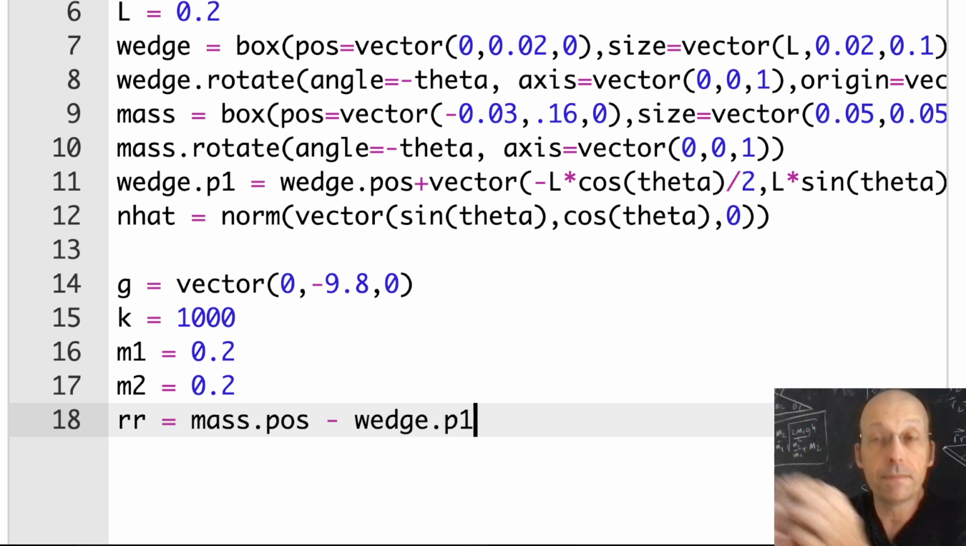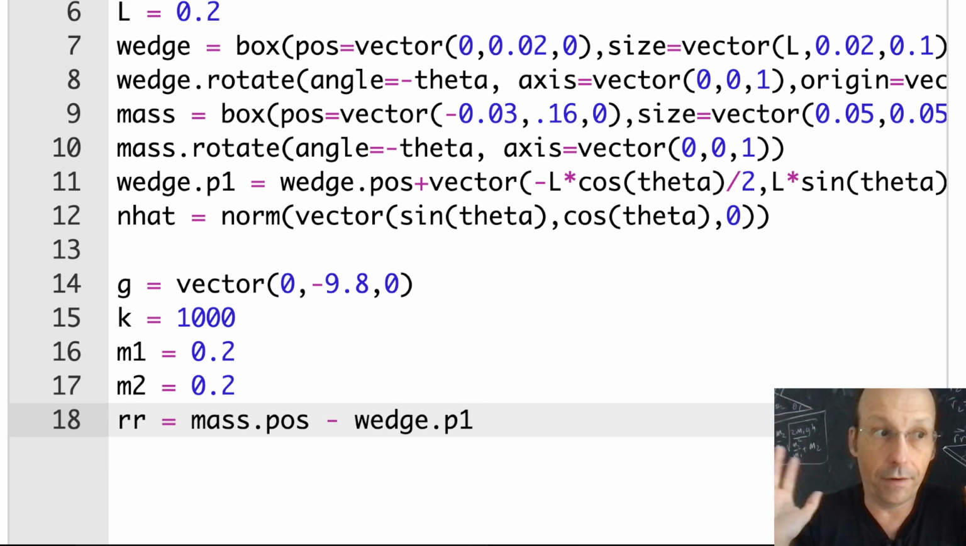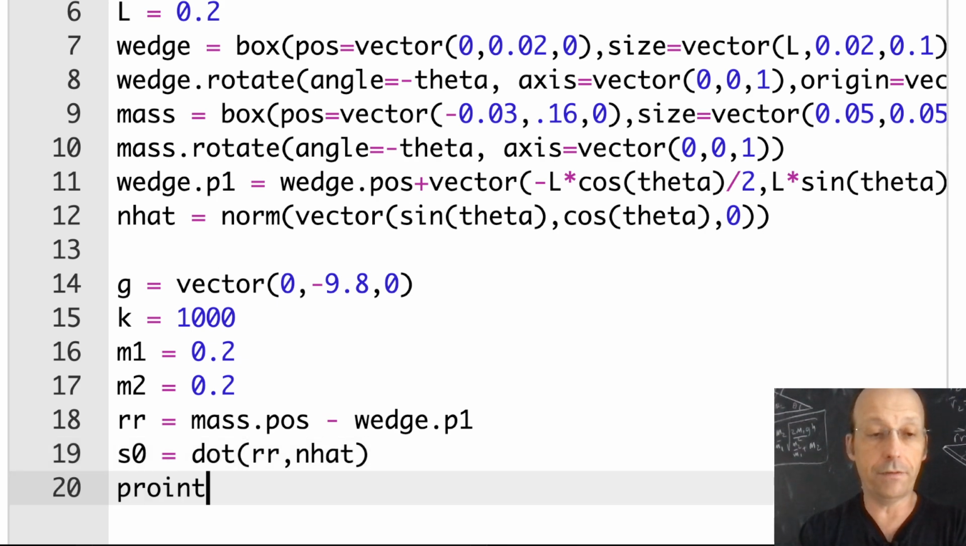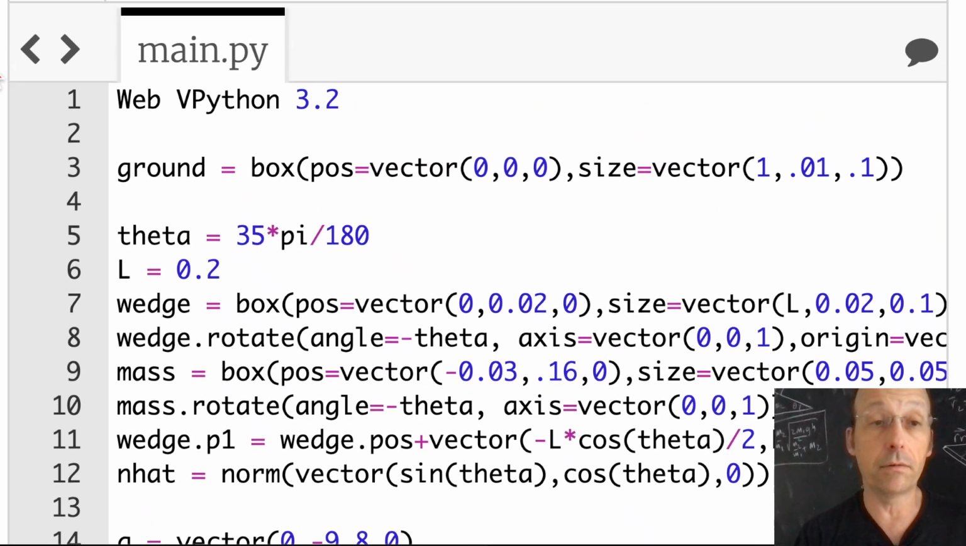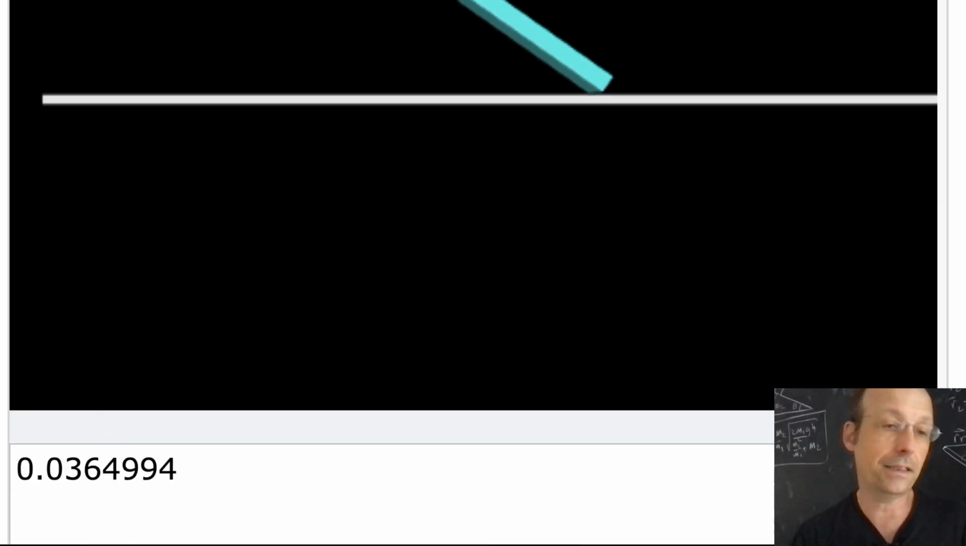Right? So you can assign new properties to an object. If I have a wedge, I can assign this vector called P1. Python doesn't care. It's like you do whatever you want. You can assign stuff to that. So S0 is going to be the dot product of RR and n hat. Right? So that's fine. And let's just print that and see if it works, because you never know if things are going to work or not. It shouldn't be 0. Okay, so that seems reasonable.